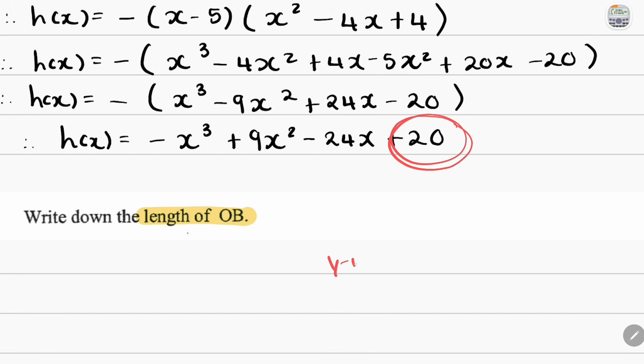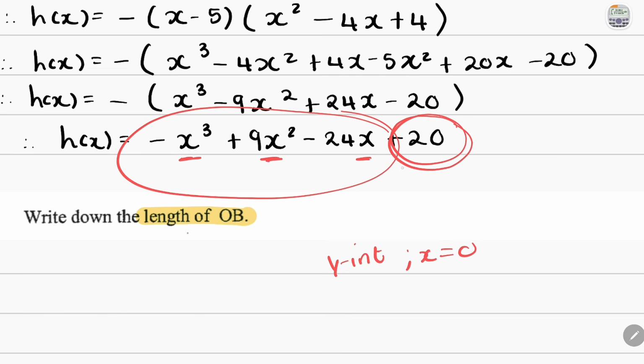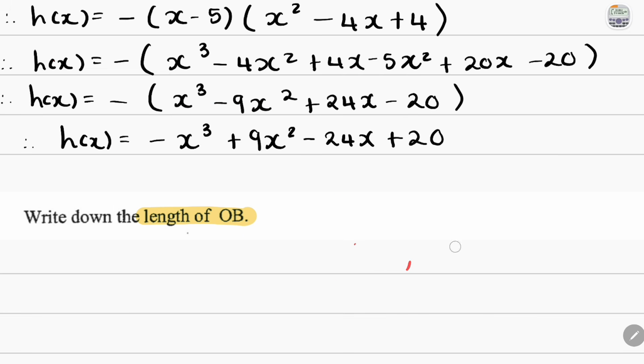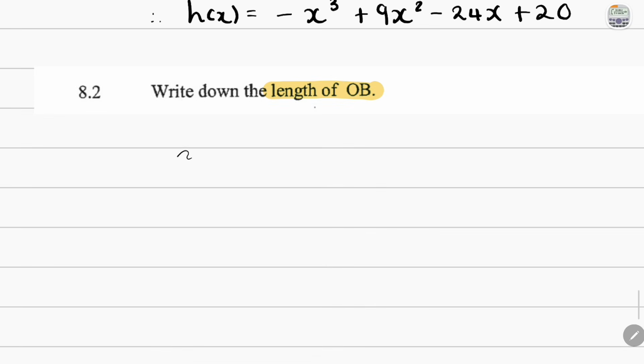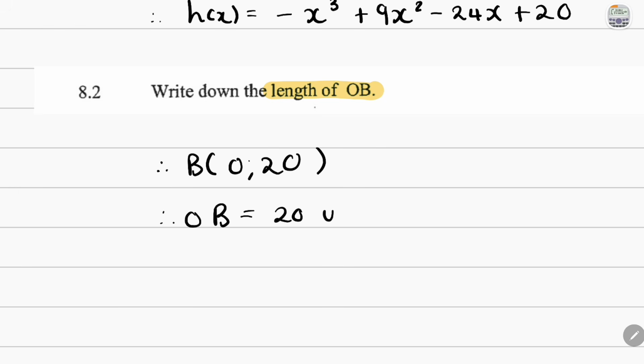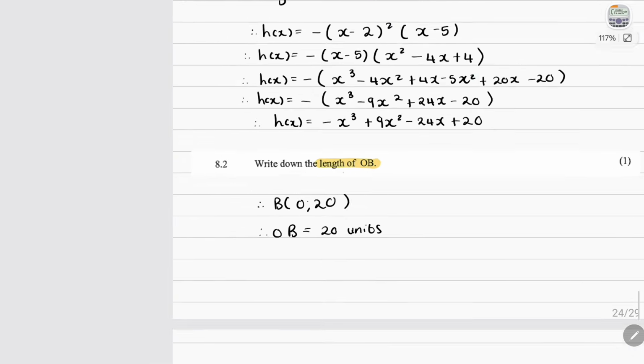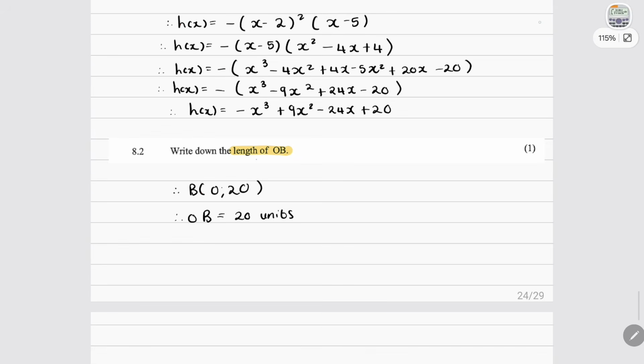Okay, because remember, the y-intercept is the point where x is equal to 0. If you make x 0 here and here and here, all of this just becomes 0. Then you just have the plus 20. So we know what B is. I can just conclude that point B is simply (0, 20). Therefore, O to B is exactly 20 units. And that's our answer. Moving on to the next question.